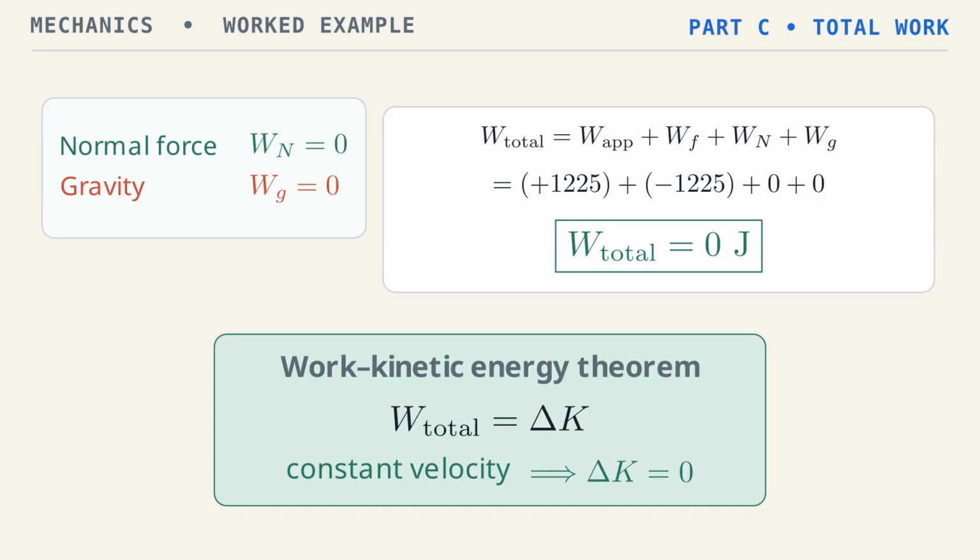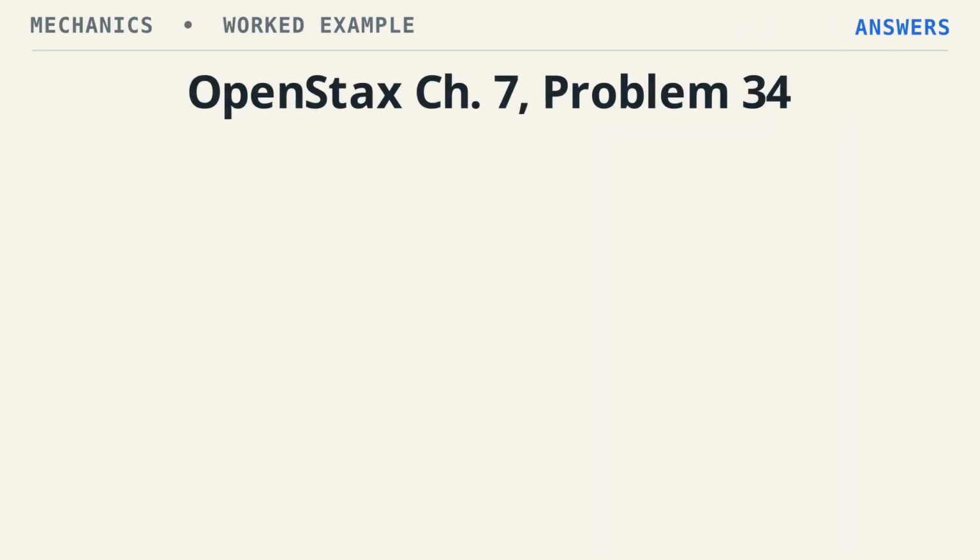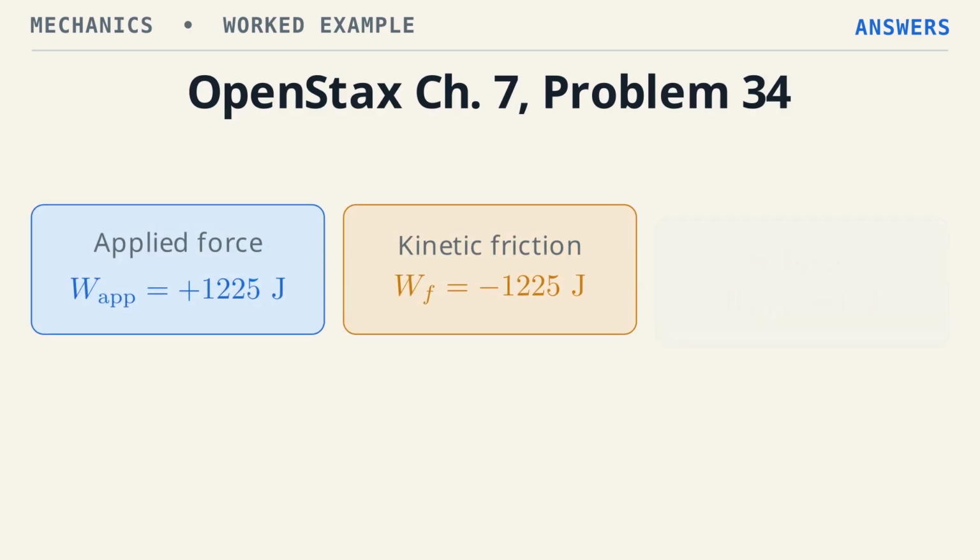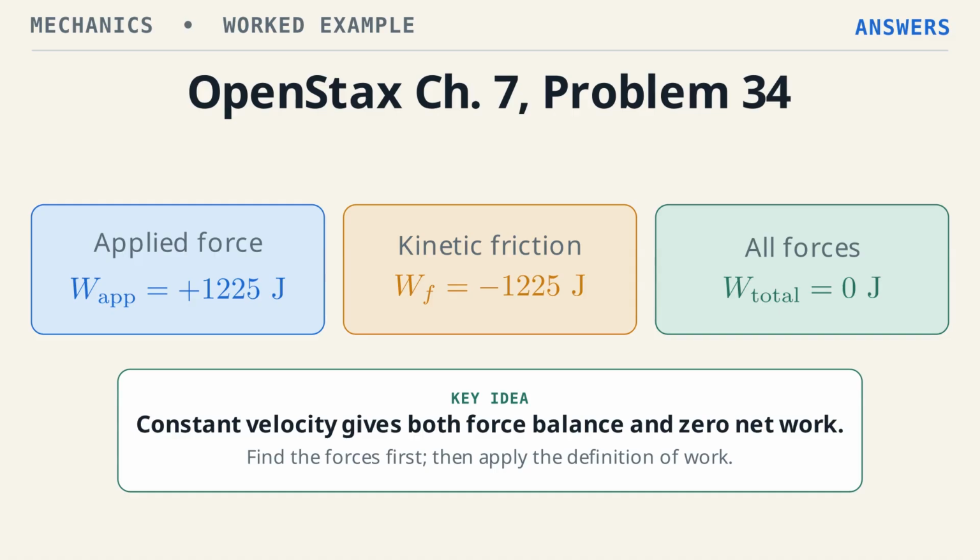We could also predict this answer from the work kinetic energy theorem. Net work equals the change in kinetic energy. Constant velocity means constant speed, so the kinetic energy does not change. The applied force does positive 1225 joules of work. Kinetic friction does negative 1225 joules. The total work is 0.